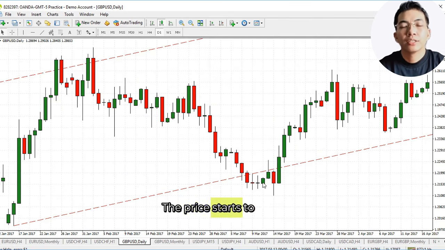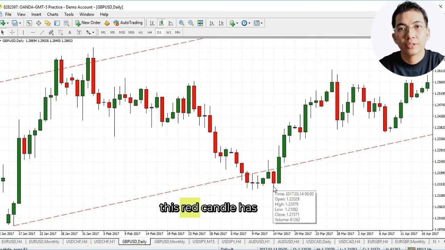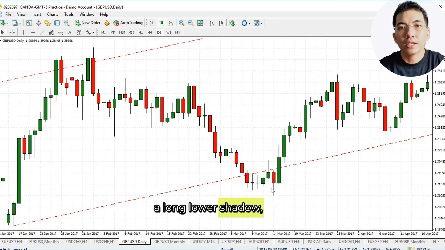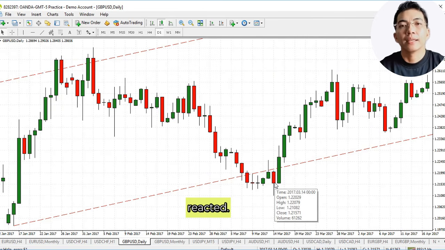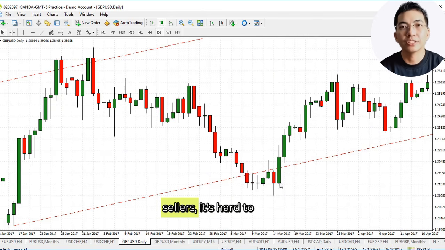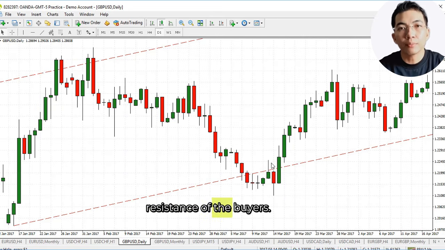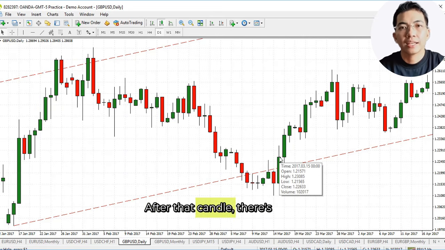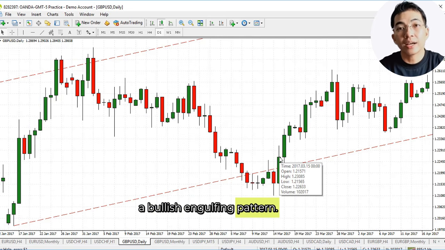The price starts to go up again, then there's a red candle, and this gives me another clue that buyers are strong. You can see that this red candle has a long lower shadow, so it means that sellers were pushing the price down, but buyers reacted. This means that for sellers it's hard to go below this price, because they find the resistance of the buyers. After that candle there's a very strong green candle that also forms a bullish engulfing pattern.